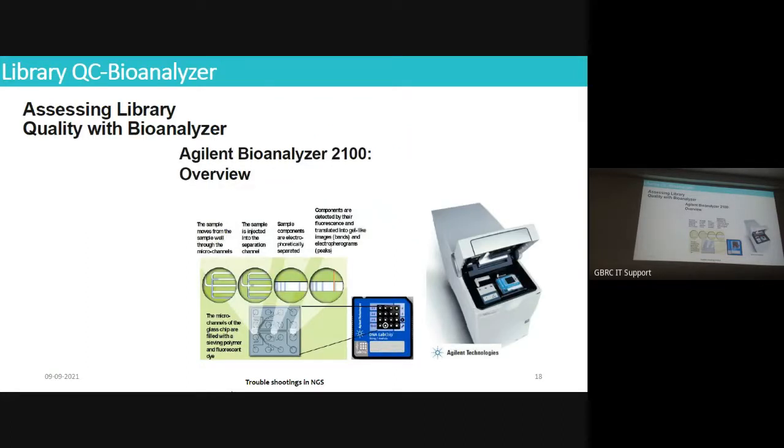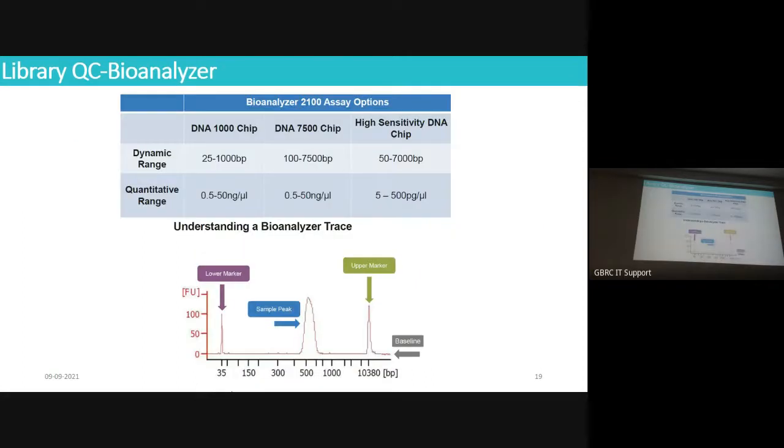So this is how you have seen the bioanalyzer yourself. These are different wells where you pour the gel, and like a normal electrophoresis along with the size marker, it runs and gives you the library picture. There are three different chips: DNA 1000, DNA 7500 and high sensitivity DNA chip. There is a lower size marker and an upper size marker, and based on that your sample peak is visualized and analyzed both in terms of size as well as concentration.